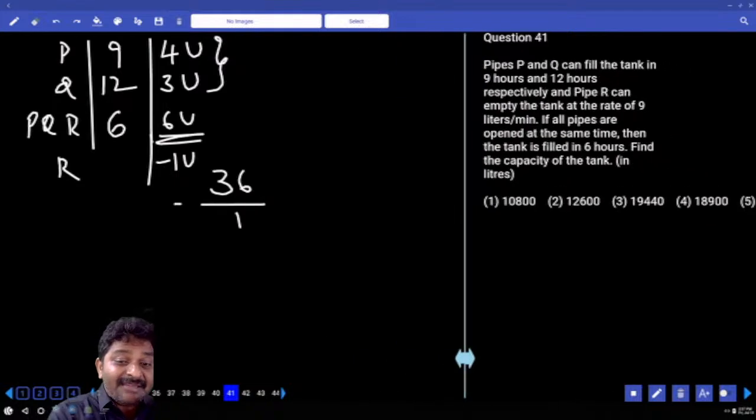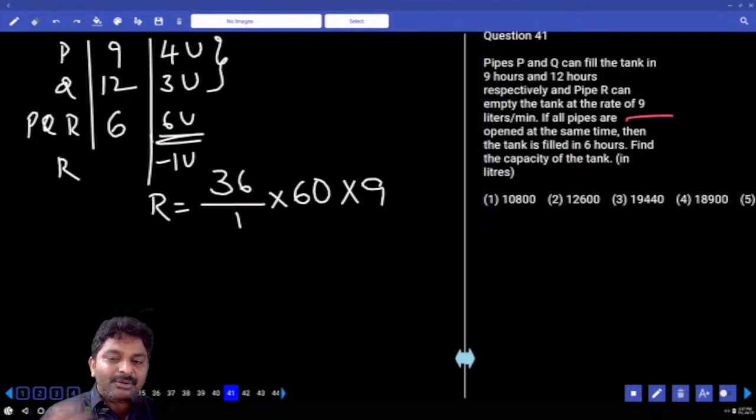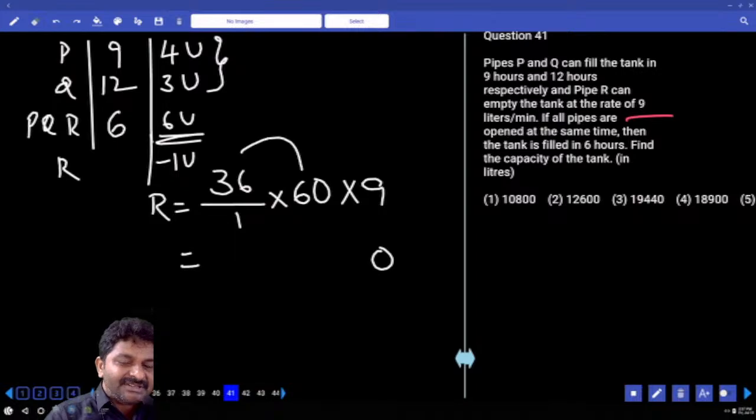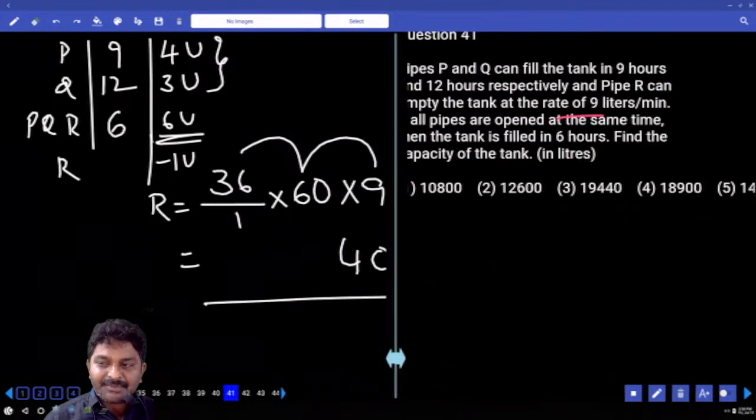How much is this time? 36 hours, and to convert into minutes, multiply by 60. And per minute, how many liters will it empty? So multiply by 9. This is the capacity of the tank. Agreed? Let's verify with last digit verification. How many zeros will come? One zero. 6 into 6 ends with 6, times 9 ends with 4. The answer should end with that. How many options are there? Only one. Third option, final.